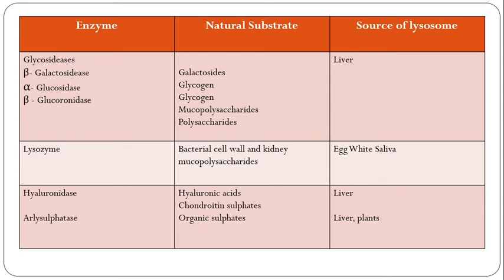So these are all the important enzymes in our body, or in all animals' bodies, with their natural substrates and the source of the lysosomes. Mostly in the liver: the glucosidases, beta and alpha, beta galactosidase and alpha glucosidase, and beta glucuronidase. The natural substrates are galactosides, glycogen, mucopolysaccharides and polysaccharides, and the source of the lysosomes is the liver.